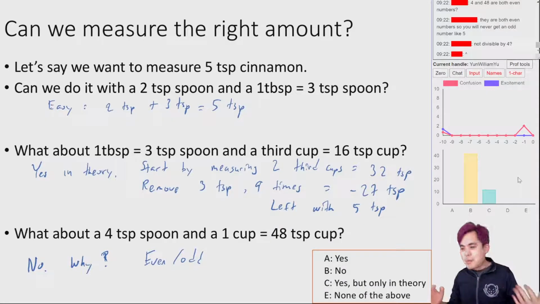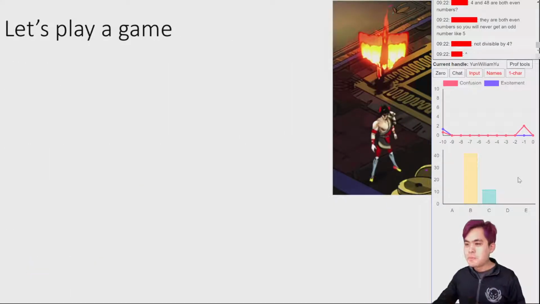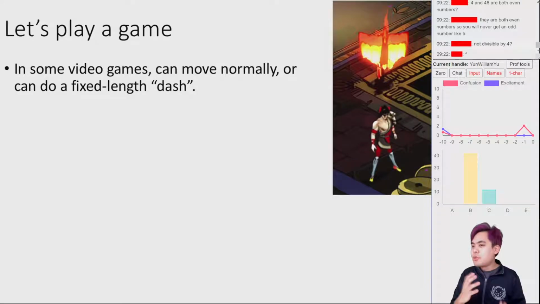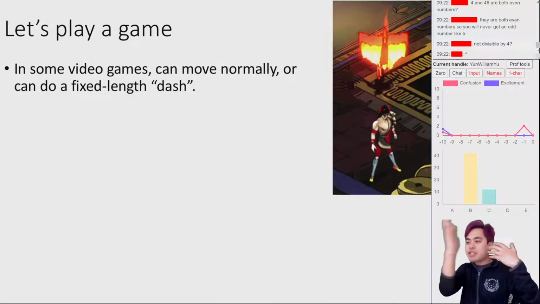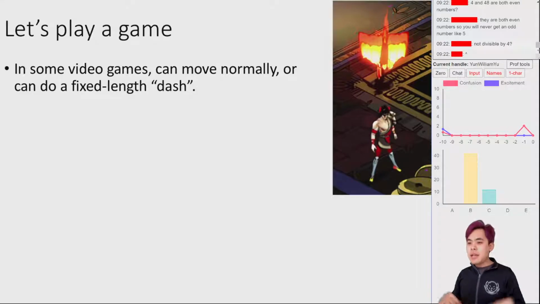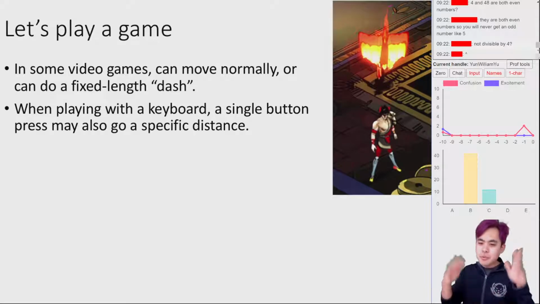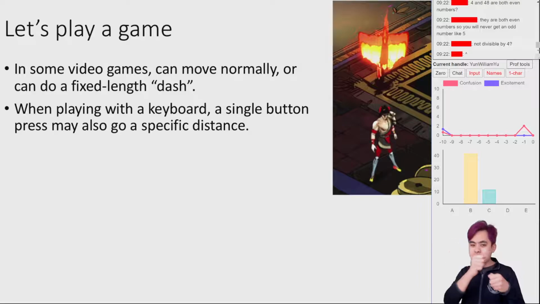So this was all about baking, right? Now let's play a video game instead. Let's suppose we're playing a video game. This is the video game Hades, which is a fairly recent game. But in some video games, you can either move normally or you can do a fixed length dash. When playing with a keyboard, a single button press might go a specific distance, whereas a controller often has an analog stick that goes some continuous amount.